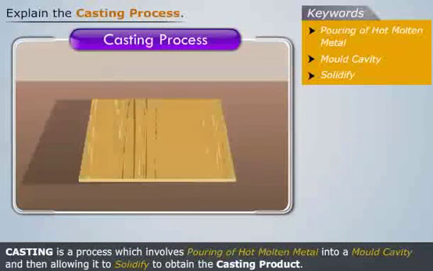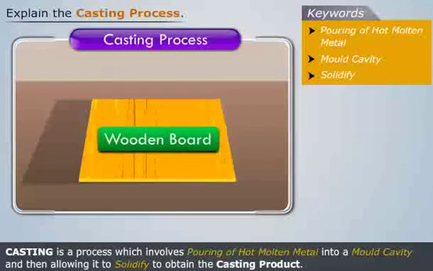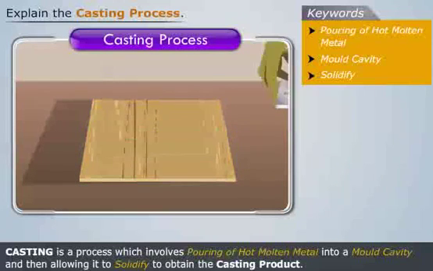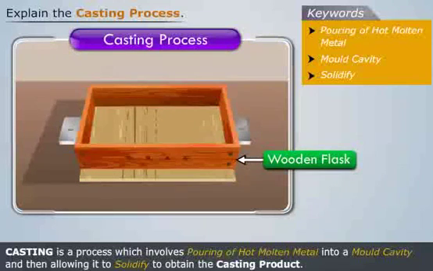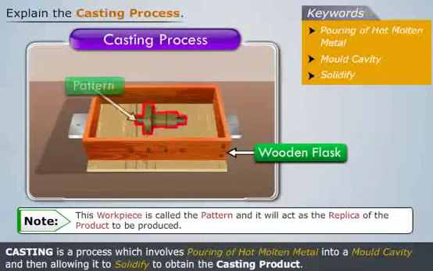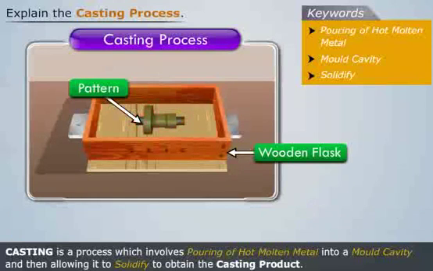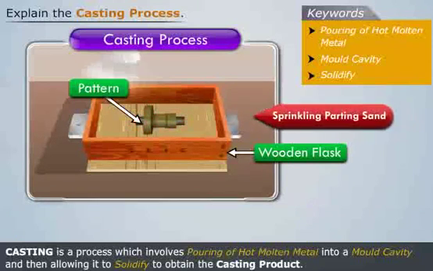First, place a wooden board on the table, and then place a wooden flask on the board. Now at the center of the flask, place a wooden workpiece. Note that this workpiece is called the pattern, and it is the replica of the product to be produced. Now sprinkle some parting sand in and around the pattern.